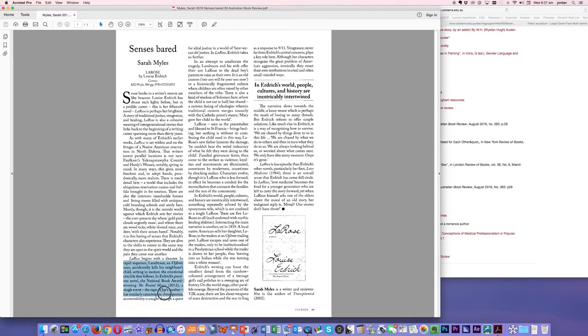Then she spends up to here talking about the plot. So she very quickly outlines the plot.